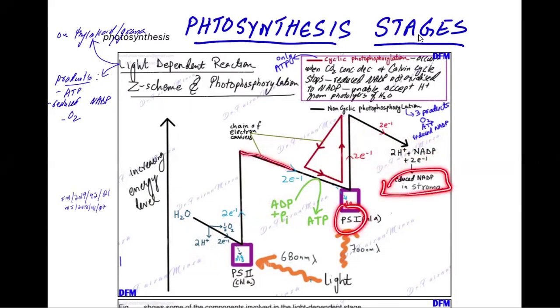PS1 receives the replacement electron that actually belongs to PS2. So this is how the flow of electrons is non-cyclic. In non-cyclic photophosphorylation, we have oxygen being produced as a waste product, we have ATP being produced, and we have reduced NADP being produced as well.